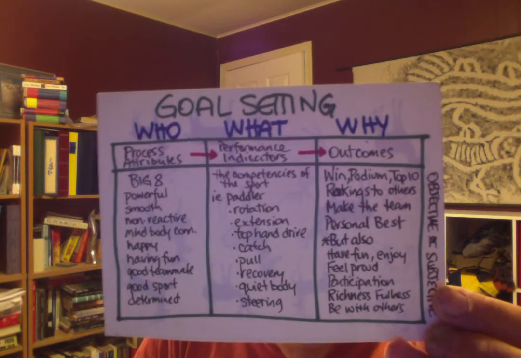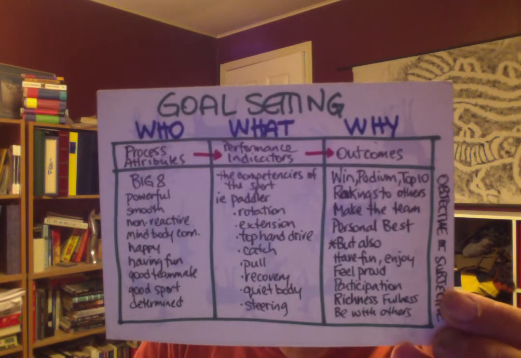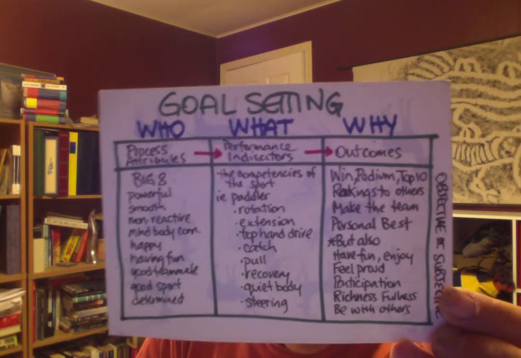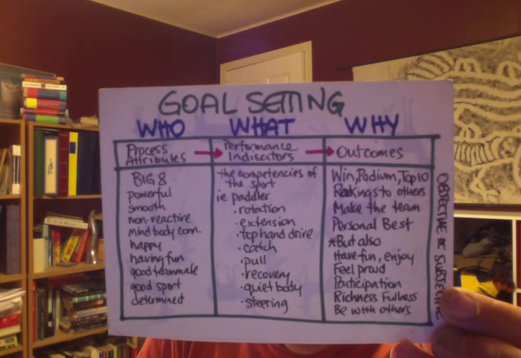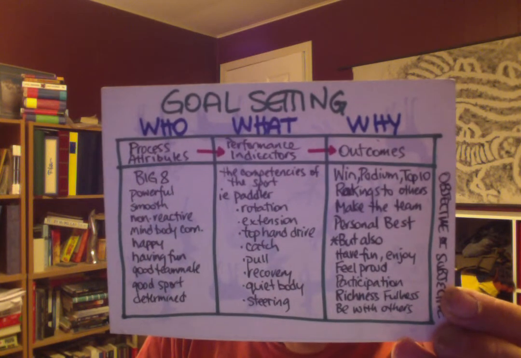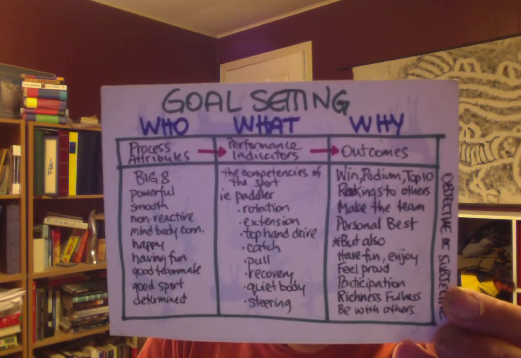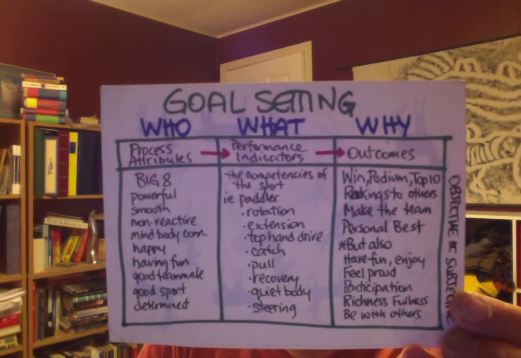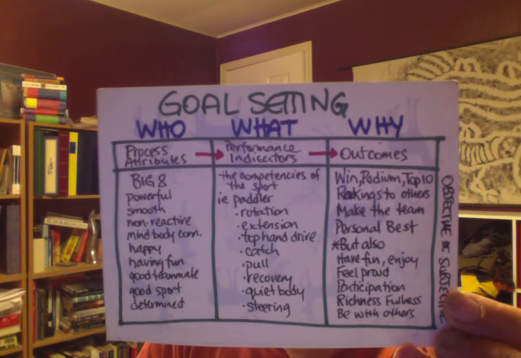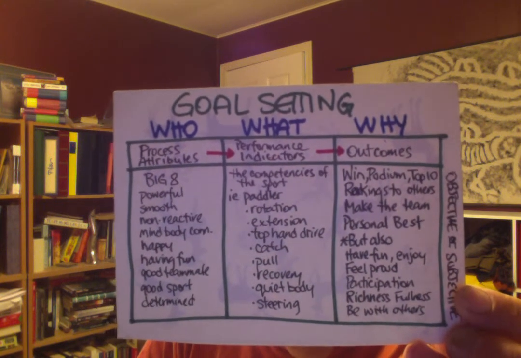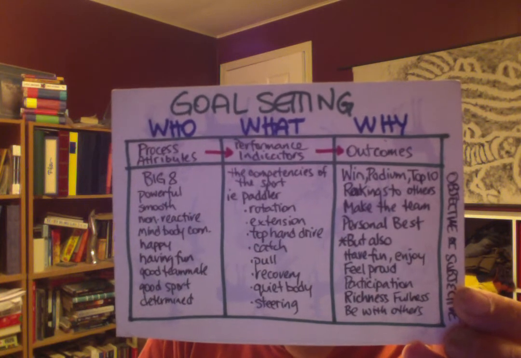The middle column, what do I need to be doing? Those are my performance indicators. So in our example here, as a paddler, rotation, extension, top hand drive, catch, pull, lots of power on the pull, and a good recovery. Those are sort of technical and strategic aspects of the sport. And then the final column is the who do I need to be? And those are my process attributes, we call them.